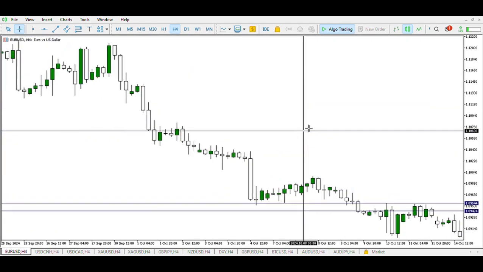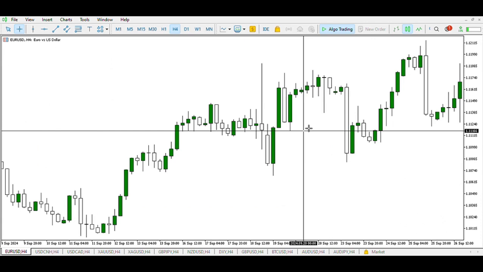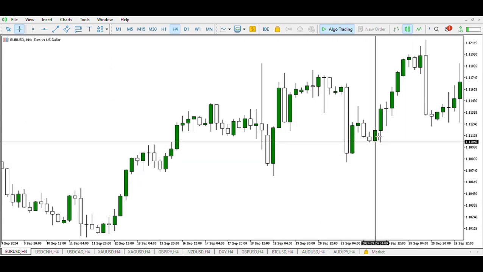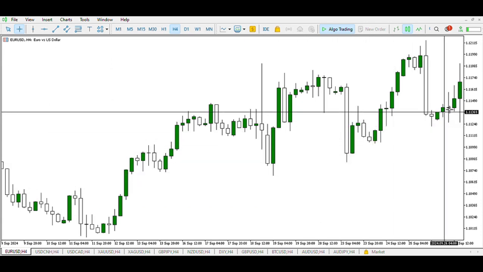So on your own, look at the chart, modify your entry, modify your exit, and place your stop loss just the way professionals do.